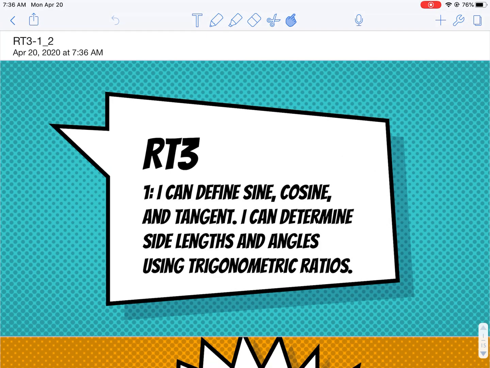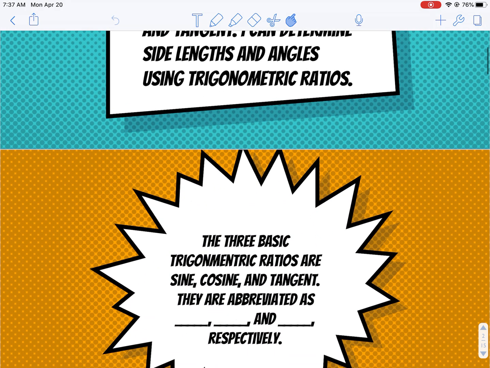On RT3-1, we're going to learn what sine, cosine, and tangent are, and we're also going to determine side lengths and missing angles using those trigonometric ratios.